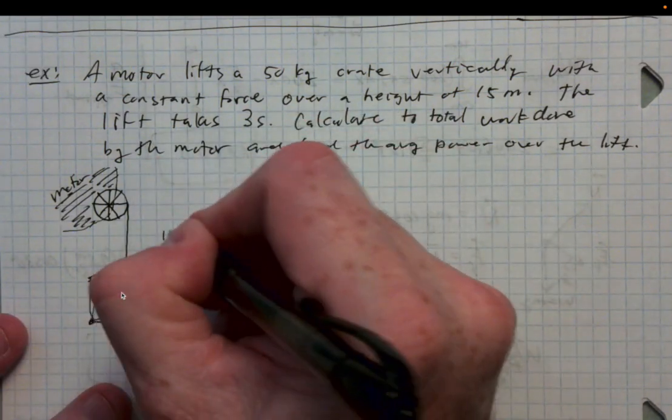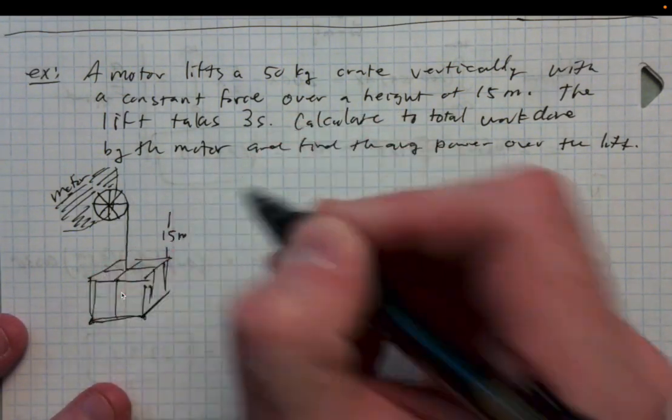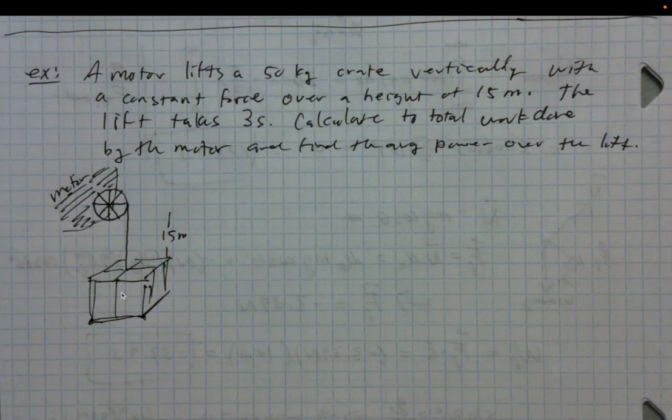Okay, and specifically the displacement is 15 meters, obviously not drawn to any kind of scale whatsoever. Okay, so you just need to drag this thing off the ground about 15 meters. All right, and so the question is, what's the total work done by the motor? And then since we know that it takes 3 seconds to lift this thing up this far, can we find the average power over the lift? Okay, so we're not given any kind of force here.